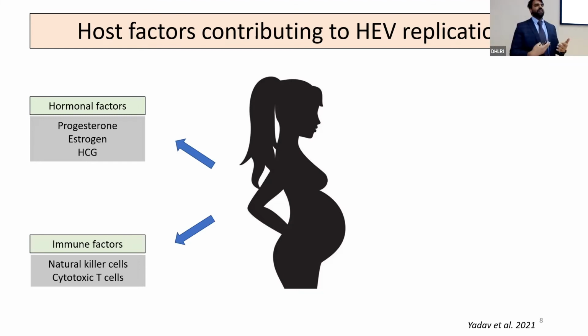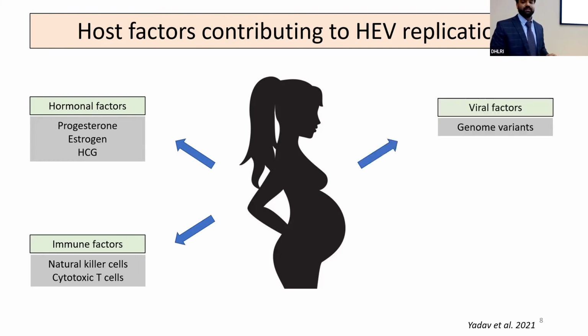The second factor is immune factors. You don't have to remember those cell names, but just remember immune factors are playing a role in helping Hepatitis E virus cause pregnancy mortality in pregnant women.